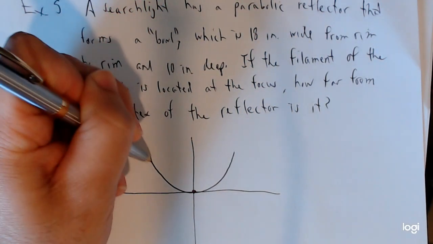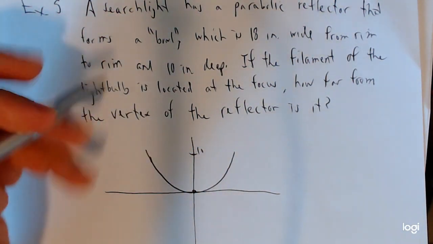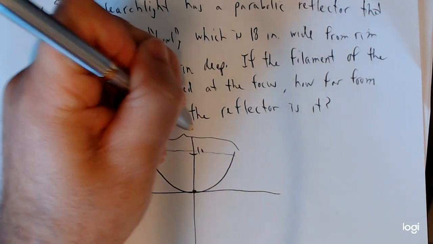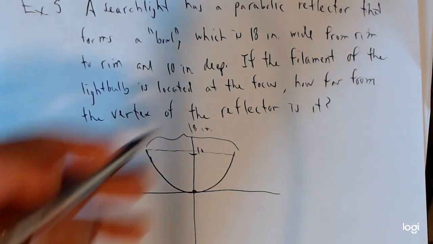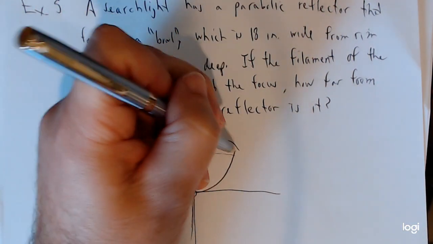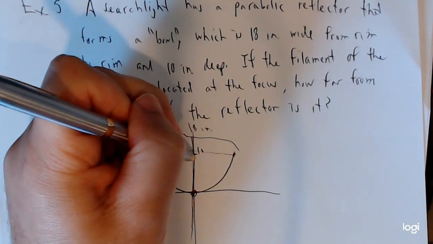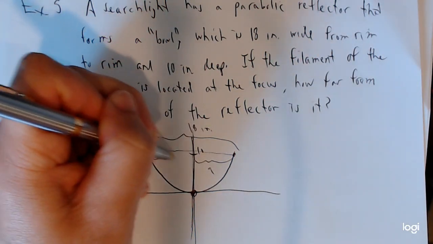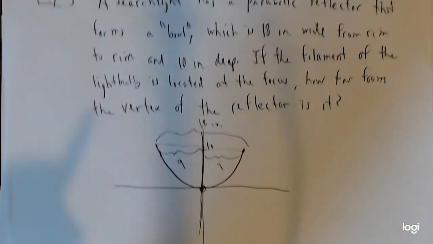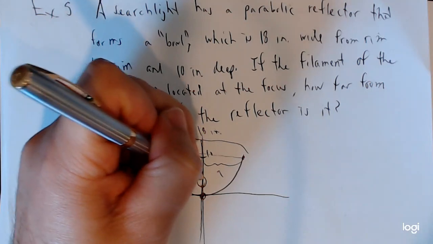And what are we being told? That this is 10 inches deep, right? And then it's 18 inches wide. And since I put the vertex at the origin, we know that the y-axis is my axis of symmetry. So clearly, if this whole thing is 18, this half is 9 inches, that half is 9 inches, because it cuts it in half. So think of it this way. We want to put the light bulb at the focus. So this is where the light bulb is.